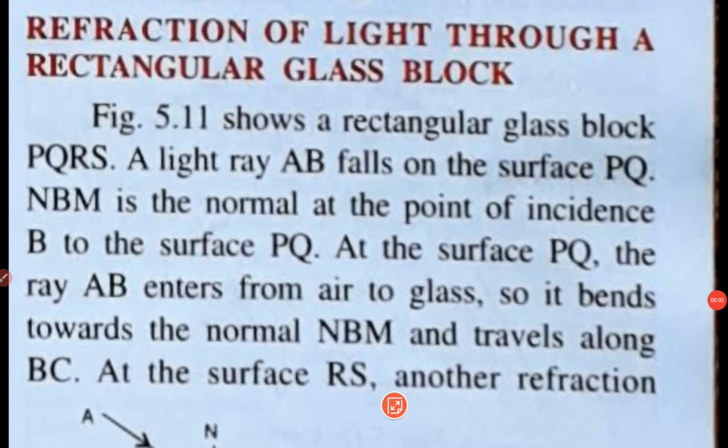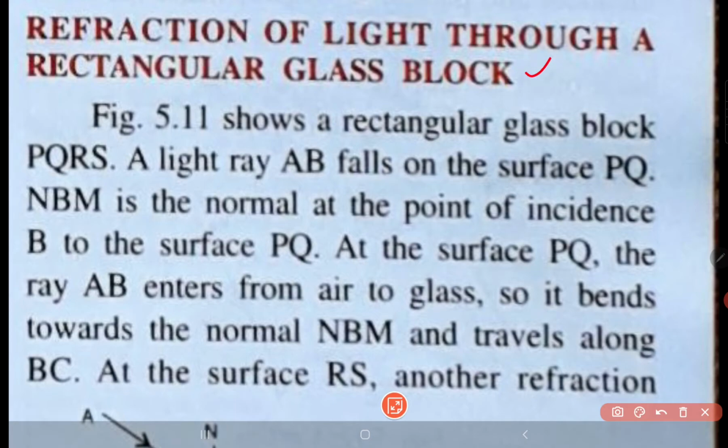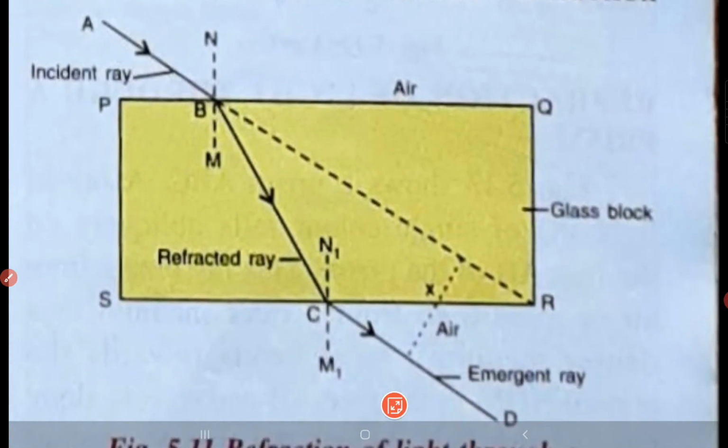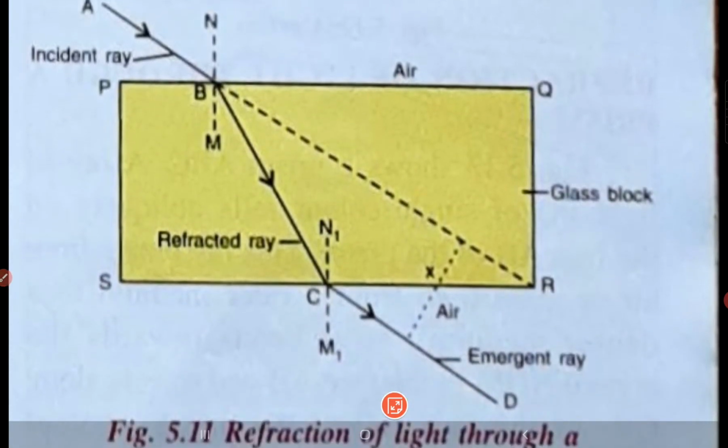This video is for class 8 physics, and in this video we are discussing the refraction of light through a rectangular glass block. Refraction of light through a rectangular glass block. Figure 5.11 shows a rectangular glass block PQRS right here. This figure here shows a rectangular glass block. I want to explain the whole thing from this particular figure only.